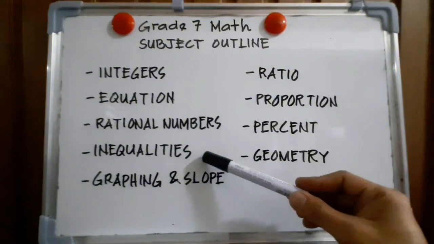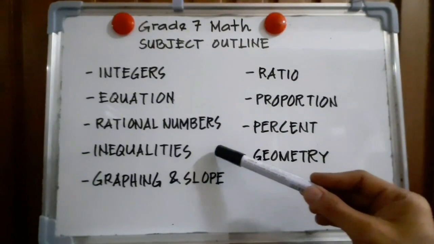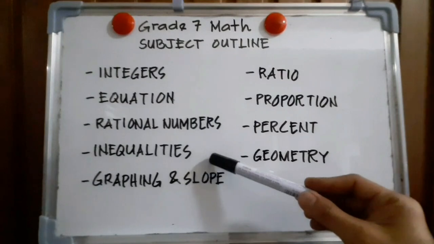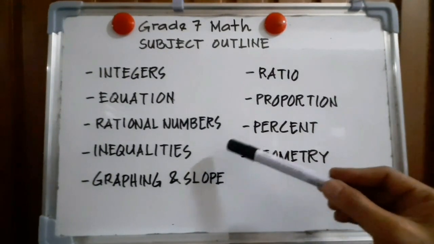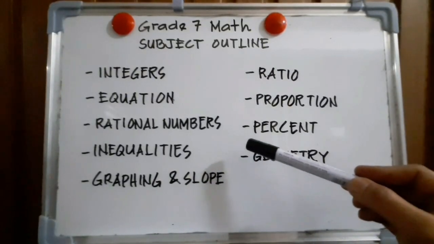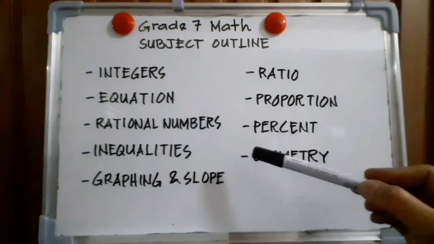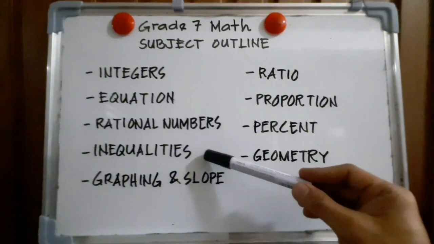Okay? And inequalities, it is almost the same as the equation, while in here, instead of having x plus 2 is equal to 3, in inequalities, it is x plus 2 is greater than or equal to 4, or y plus 3 is greater than 7, like that. So, we'll be discussing that in inequalities.